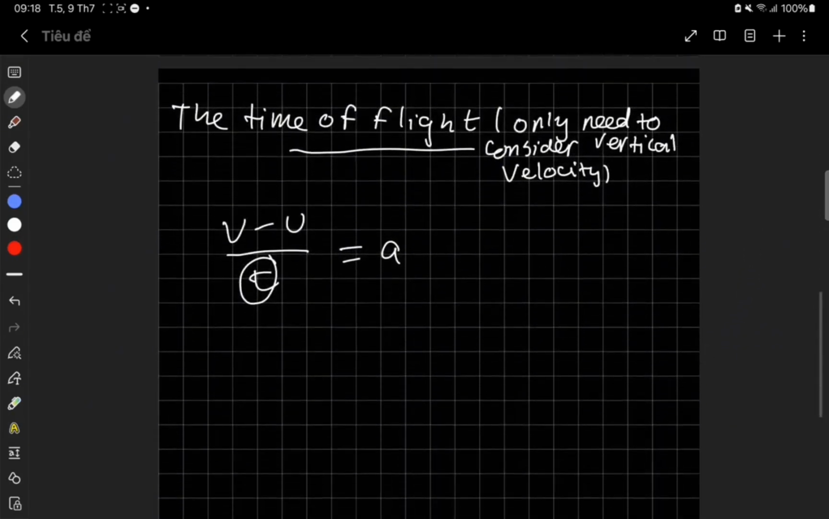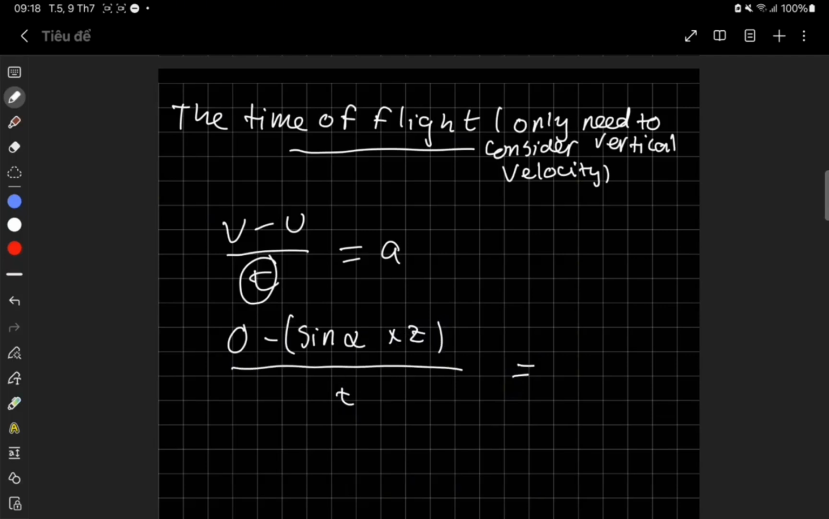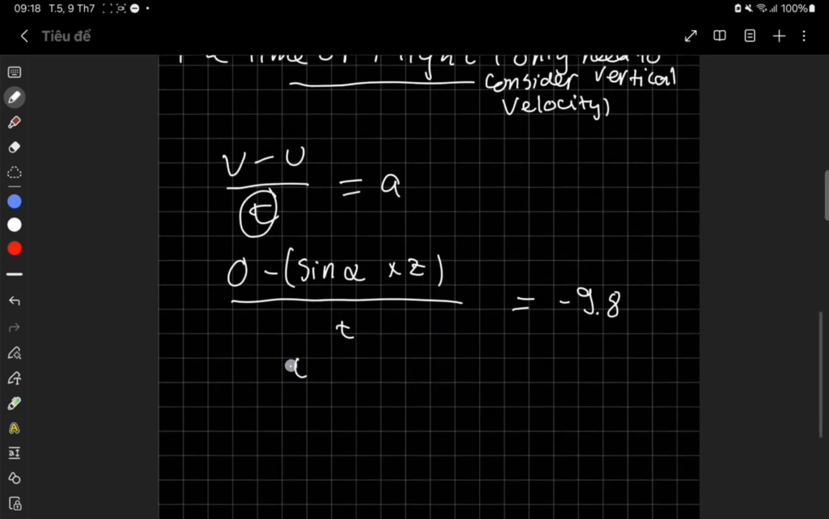And so at maximum height, the velocity is 0, minus the initial velocity of the vertical component, which is of course sine of alpha times z, and t is finite, and a is minus 9.8, because as I have stated before, it is only affected by gravity and it is pulling it down, so acceleration is minus 9.8. And we have the time here, so make time the subject.